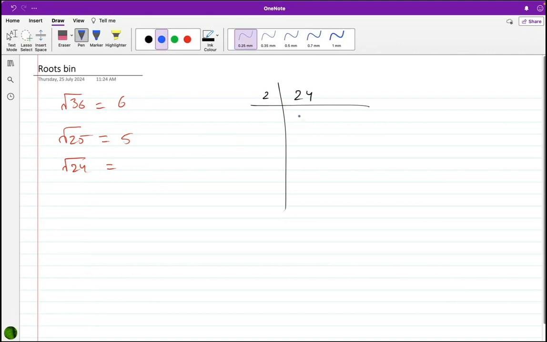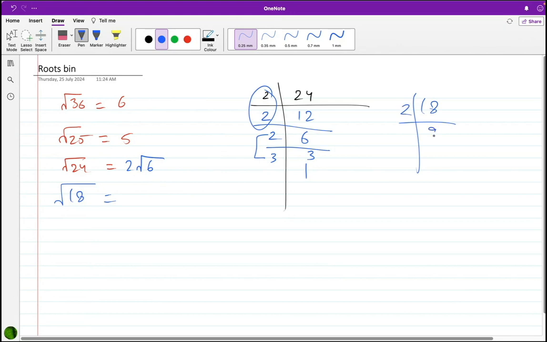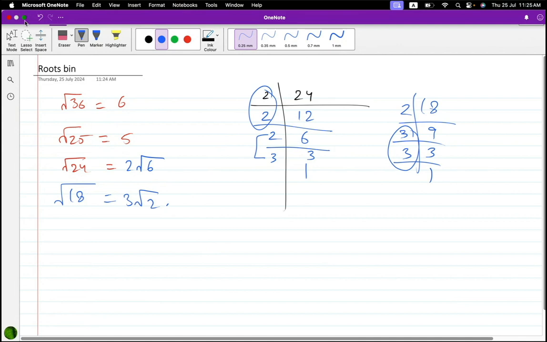2, 3. Do you remember, sir? Yes, sir. Wouldn't it be 2 root 6? Correct. So we can see one pair, that 2 comes out, and this remains inside, 2 into 3, which is 6. Same as square root 18. I see this 18, 2, 9, 3, 3, 3, 1. So this pair comes out and the single one remains inside. Although we'll have calculators, we just need to have that.